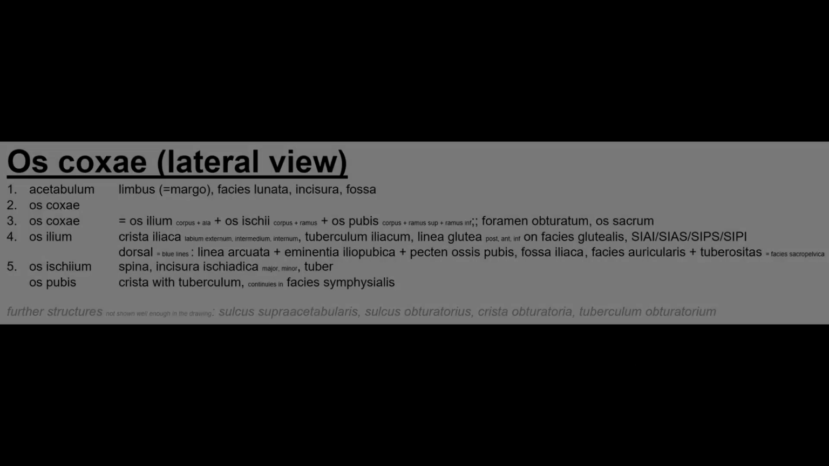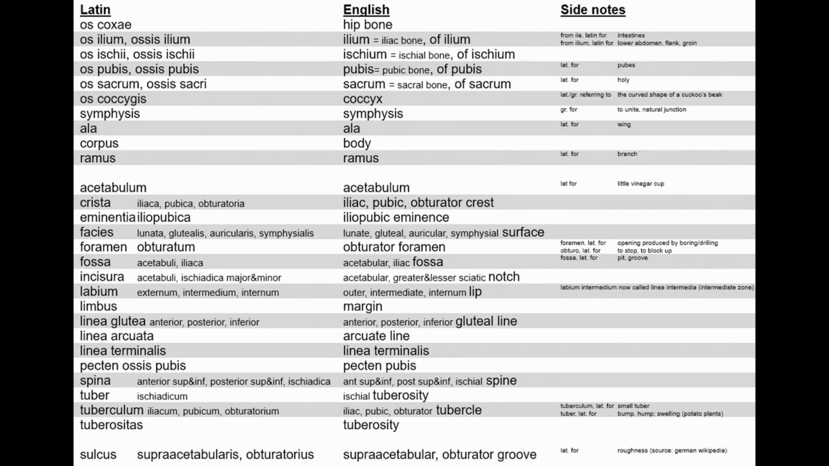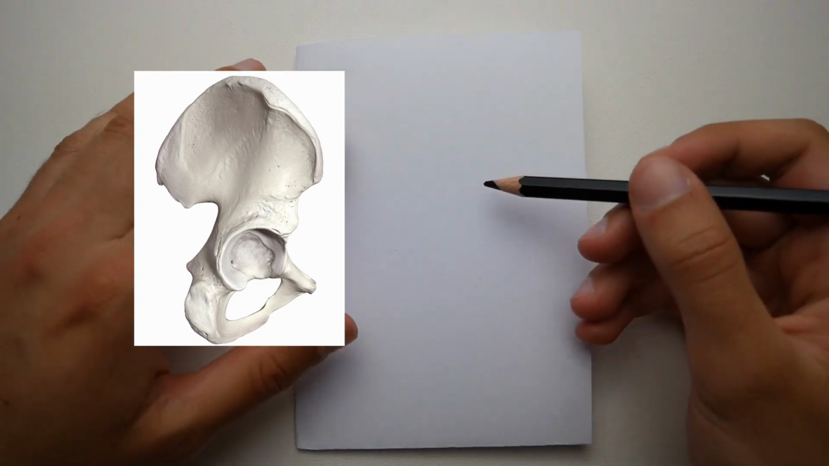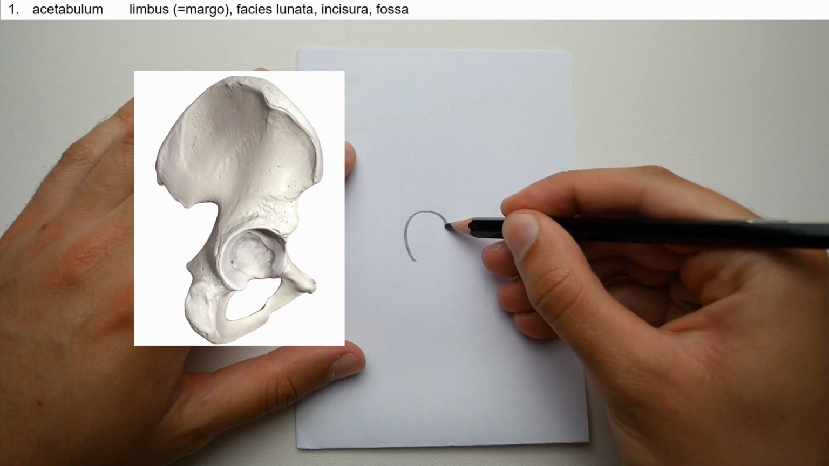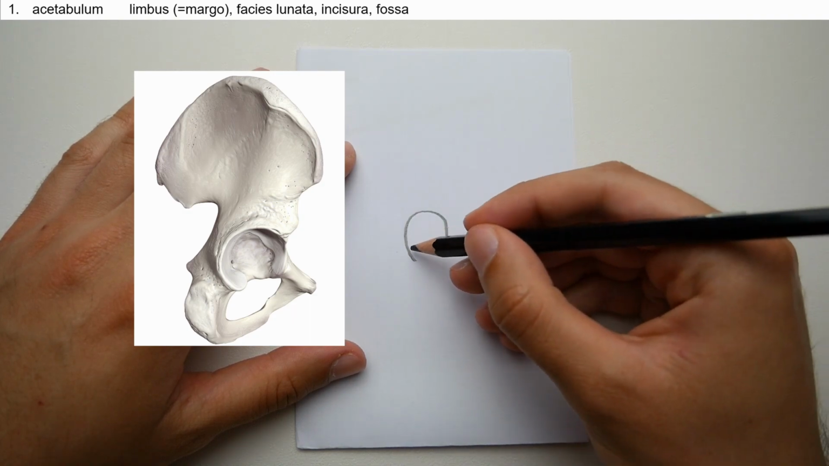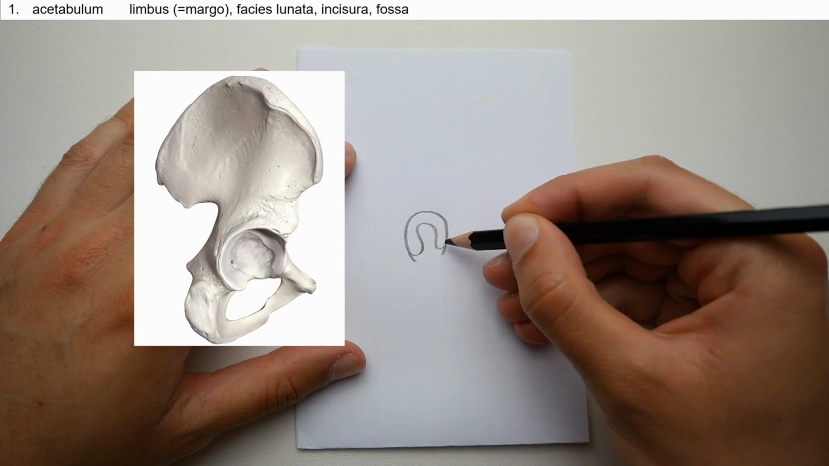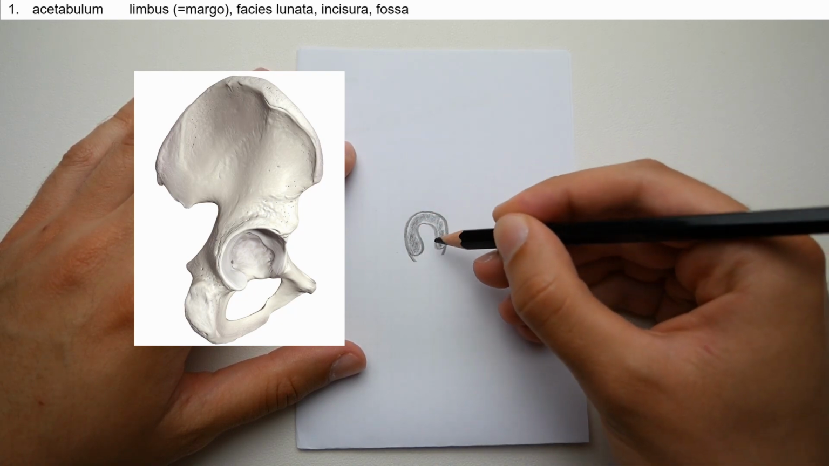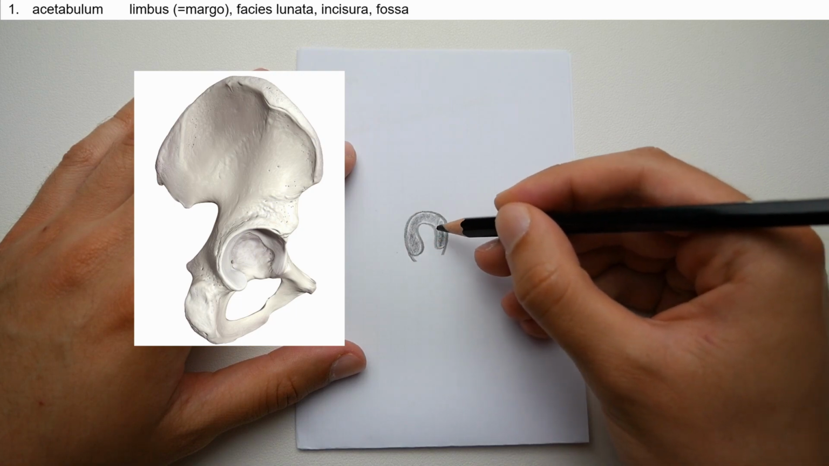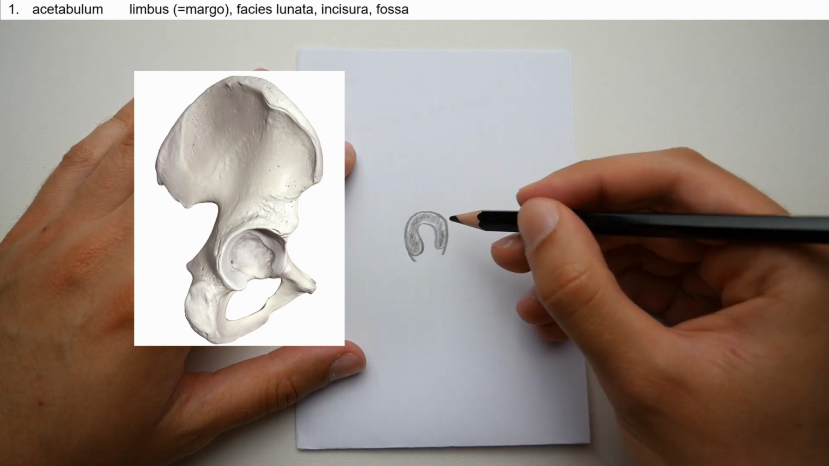Hello everyone. In this video we will draw the pectoral girdle without the clavicula and the pelvic girdle. We start with the os coxae. We draw the os coxae from the right lateral view and start with the acetabulum with its limbus. Next comes the facies lunata. This gap is the incisura and here is the fossa.